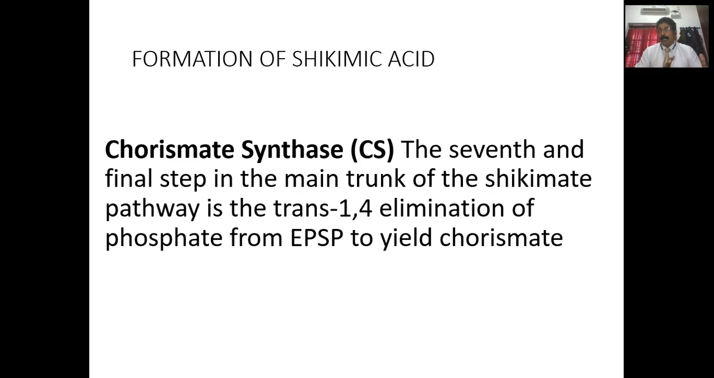You are adding a pyruvate, a pyruvic acid, which attaches at the fifth position, and next you are getting chorismate synthase. You are adding to form chorismate. So how do you form the seventh and final step to make chorismate, the trunk of the shikimic acid pathway, through transfer and elimination?